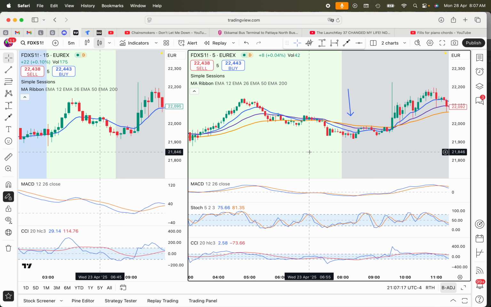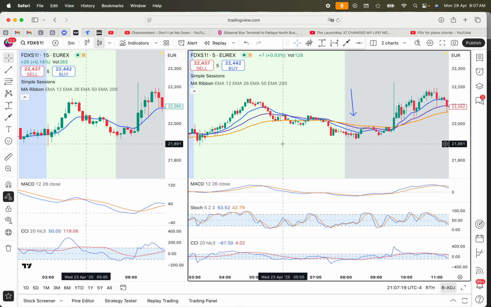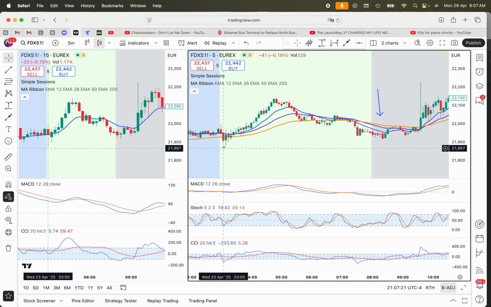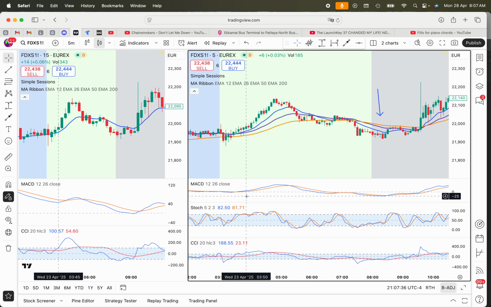So this particular chart here is the DAX. We can see at the start of the session here, on the 5-minute chart, everything was really flat. And I don't know who was in control. You can see the 12 and the 26 is dead flat, and you can see the MACD is dead flat also. It's right on the 0 line.